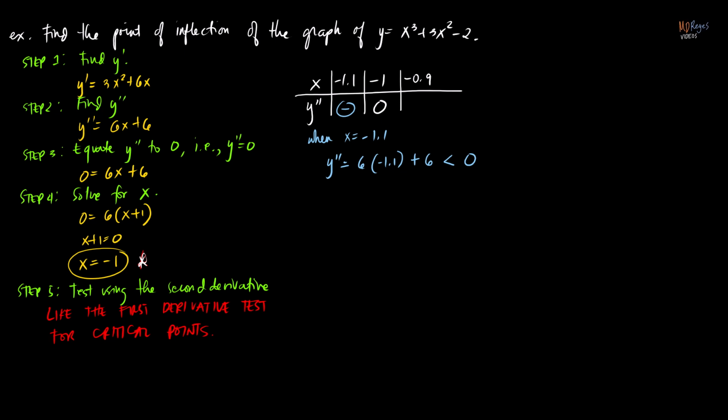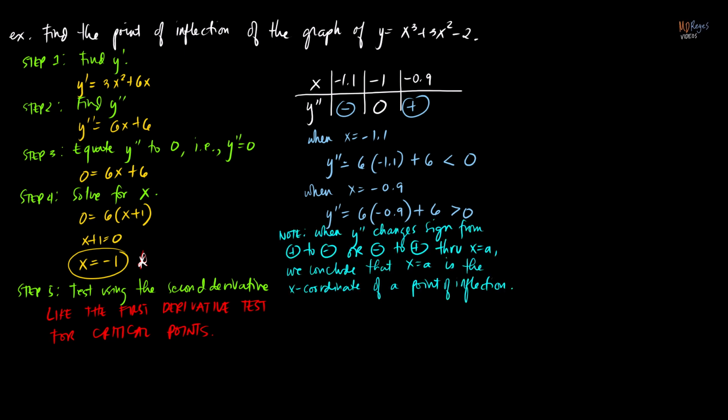Okay, less than 0. And then when x is equal to negative 0.9, what is the sign of y double prime? So it's 6 times negative 0.9 plus 6. Definitely this is greater than 0. So therefore y double prime is positive whenever x is equal to negative 0.9. So the sign of y double prime changed from negative to positive, so therefore we conclude that x equals negative 1 is the x-coordinate of the only point of inflection.